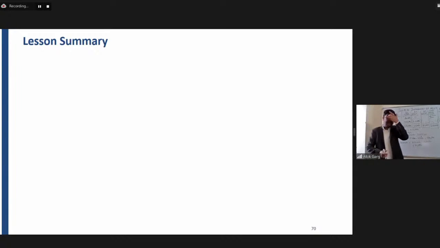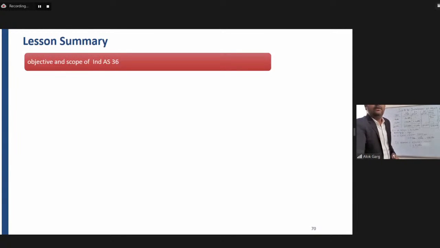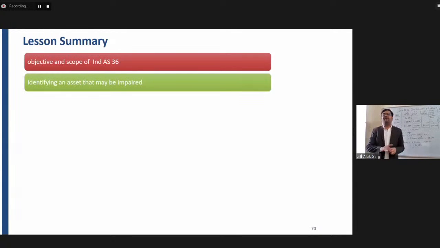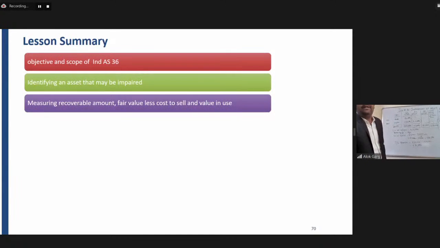So what is Maggie time? It is a 2-minute revision for the entire standard. We discussed the objective and scope of Ind AS 36 when we started this standard. Then we discussed identifying an asset that may be impaired by way of external and internal indicators. And we discussed 3 assets: intangible asset having indefinite useful life, intangible asset not yet available for use, and goodwill arising in business combination. These 3 assets should not wait for an indicator of impairment, and annual impairment testing is mandatory.